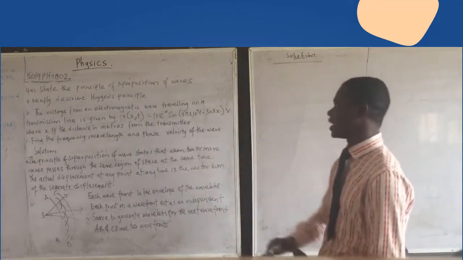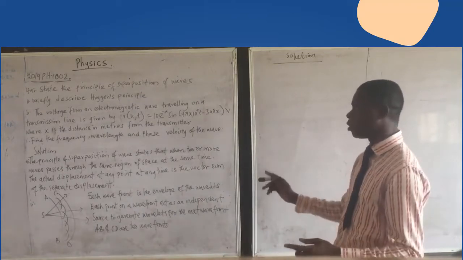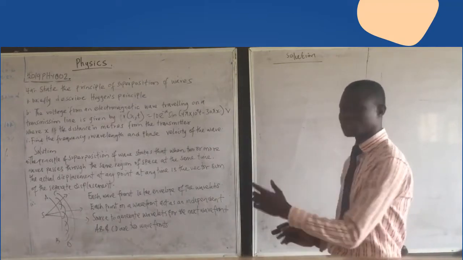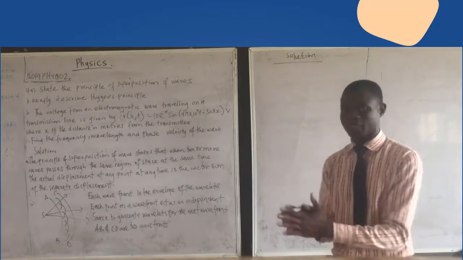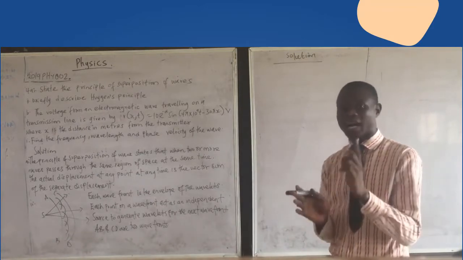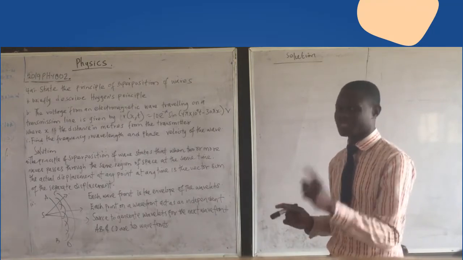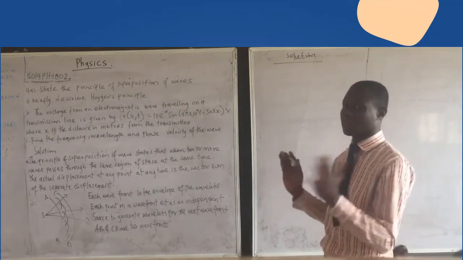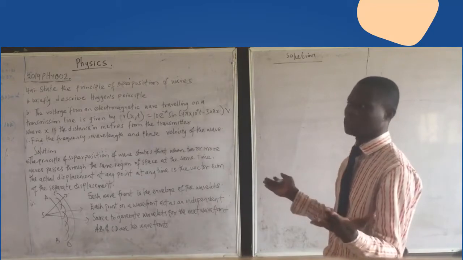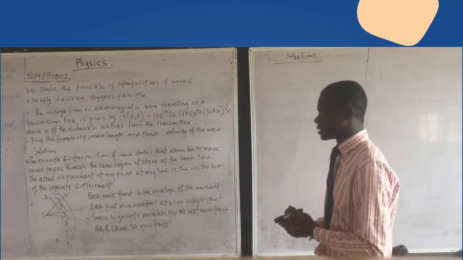The principle states that when two or more waves pass through the same region or space at the same time, the actual displacement at any point, at any time, is the vector sum of the separate displacements. So that is what the principle of superposition states.